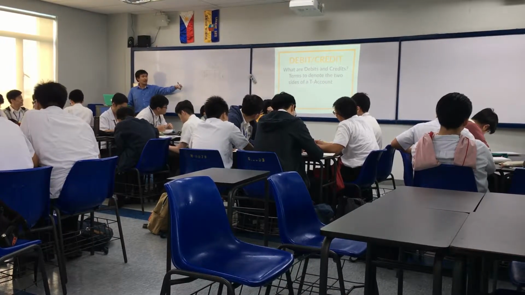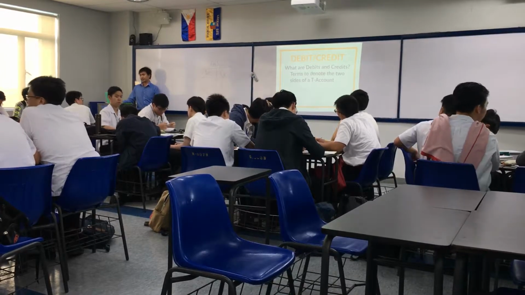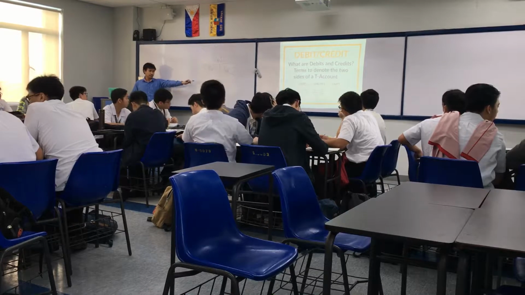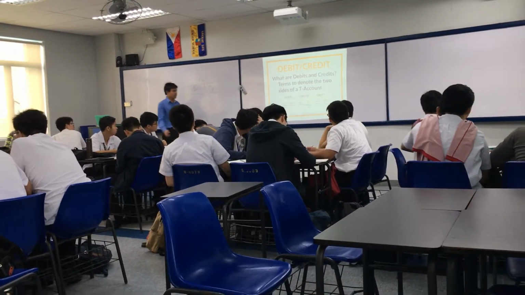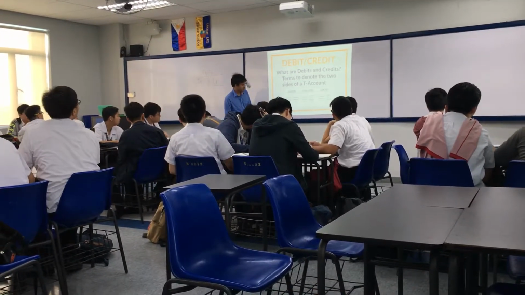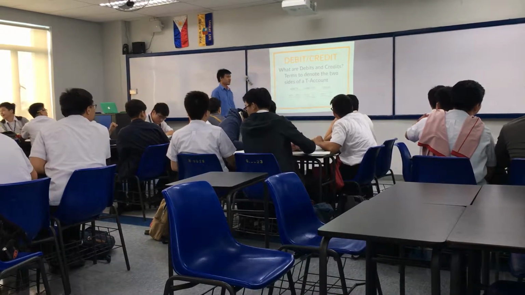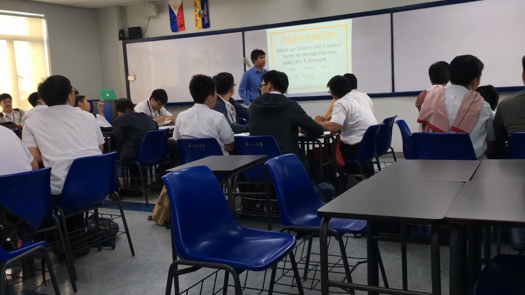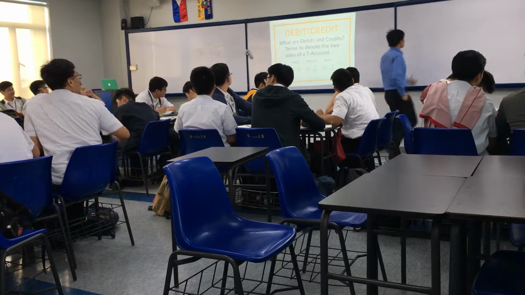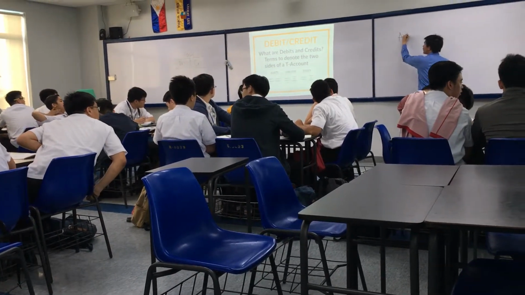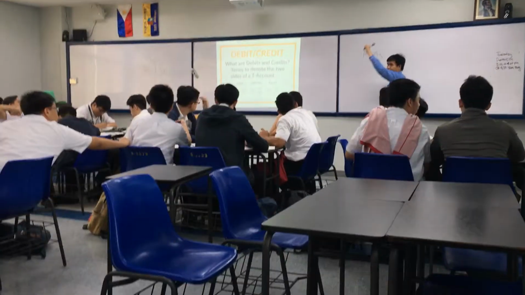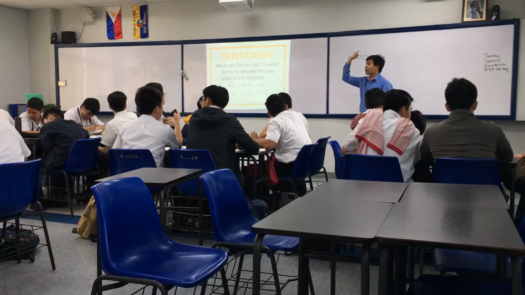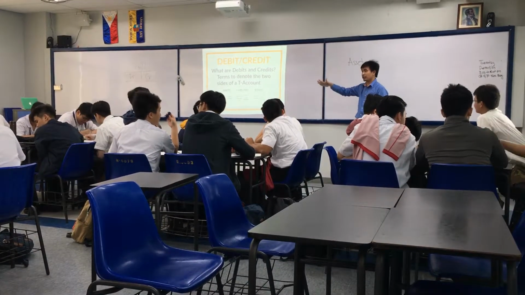So how do we know now where to put the values? Okay, listen to this. This is kind of tricky. We list it down for your convenience. When you're dealing with assets, what are assets? Cash, accounts receivable, equipment, supplies, inventory.